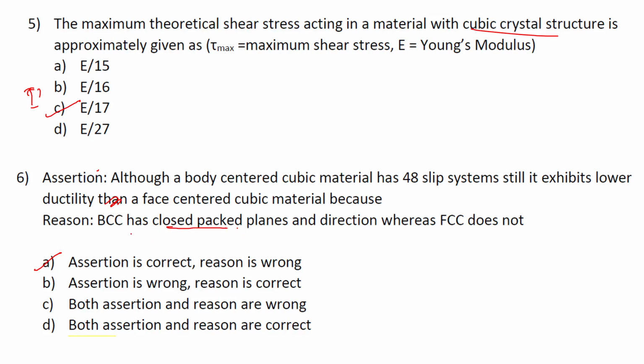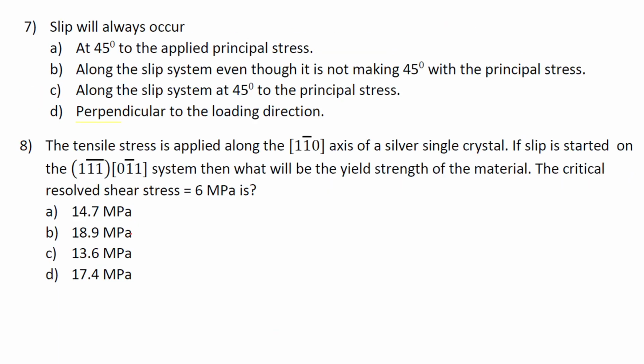Okay, fine. Now next is: slip will always occur at 45 degrees. It's always at 45 degrees. No, no, actually no, it is B. There will be a slip system, even though it is not making 45 degrees with the principal axis. Yeah. Now next you have to solve it.